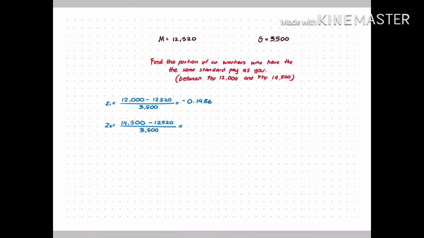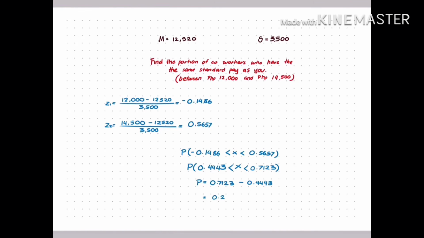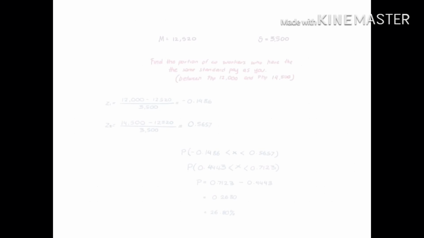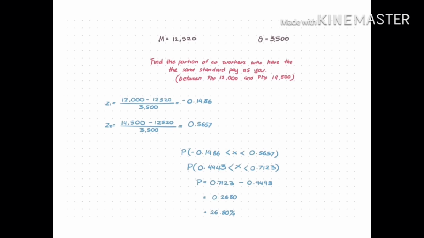Next, you substitute the given. By using the transformation formula, you get the answer of negative 0.1486 and 0.5657. Those answers, you find their z-scores in the z-table, which is 0.443 and 0.7123. Then both z-scores are subtracted to get the answer of 0.2680. Then multiplied by 10 to get a percentage of 26.80%.